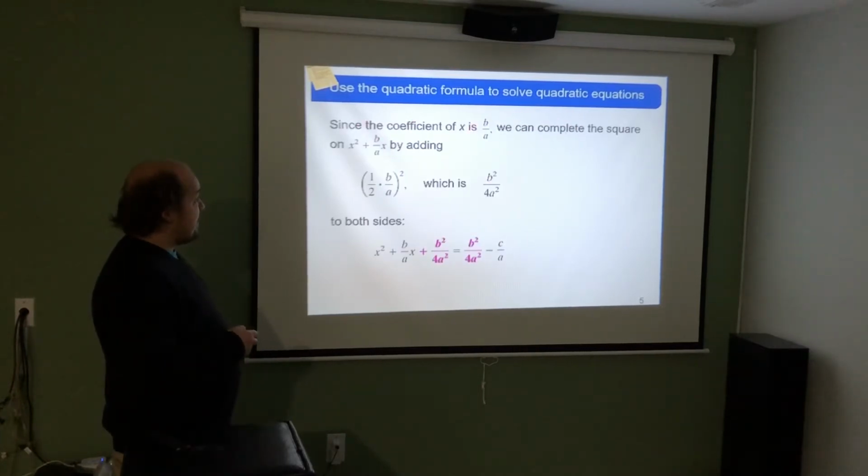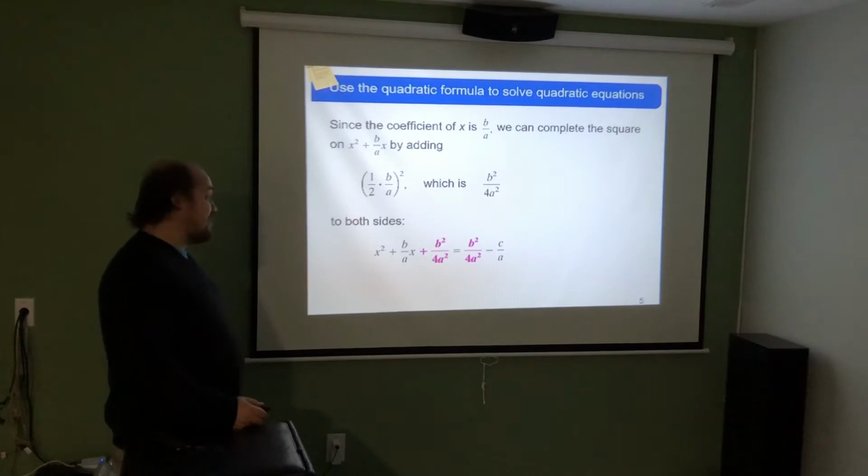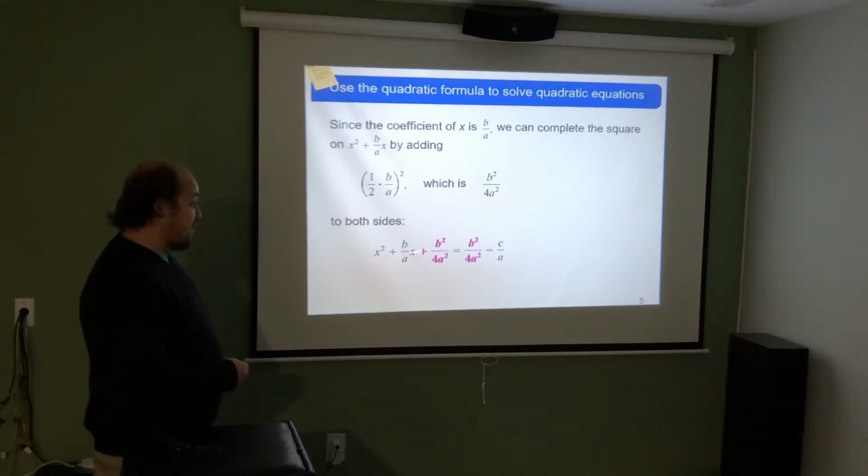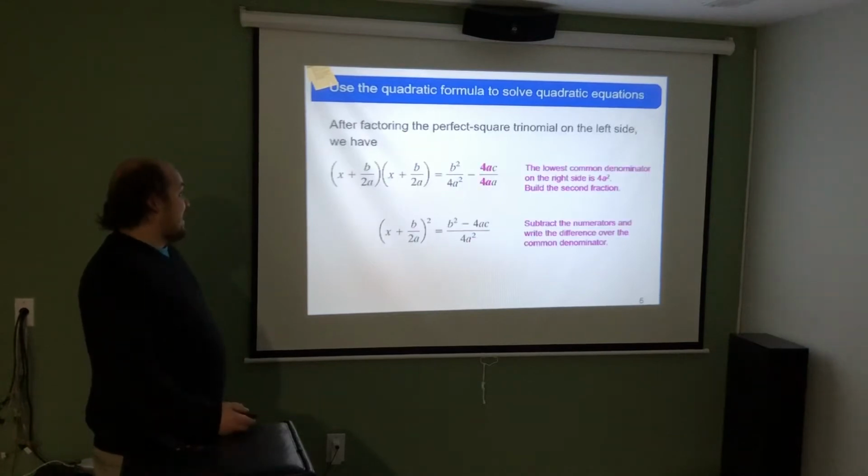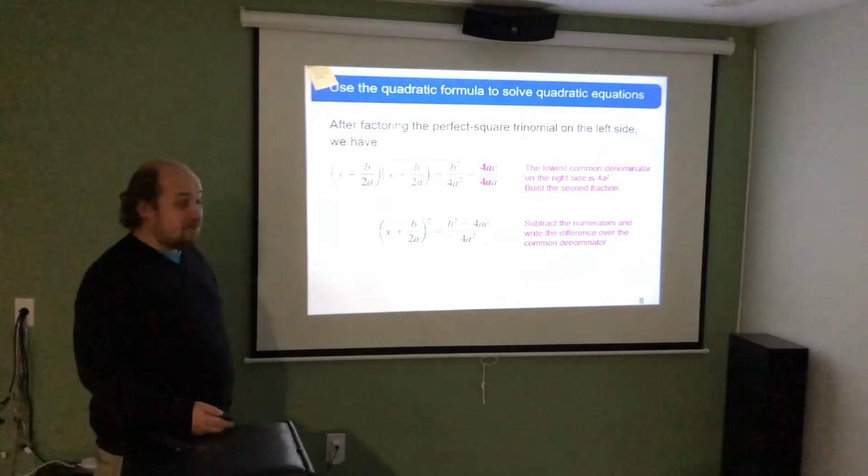Then they can say, since the coefficient of x is b over a, they use completing the square, which is a method we haven't really talked about in this section, but basically makes it so that you can factor the left side easily. So they add the same thing to both sides, b squared over 4a squared. Eventually, when they subtract, they get x plus b over 2a squared equals b squared minus 4ac over 4a squared, which is very close to what we want.